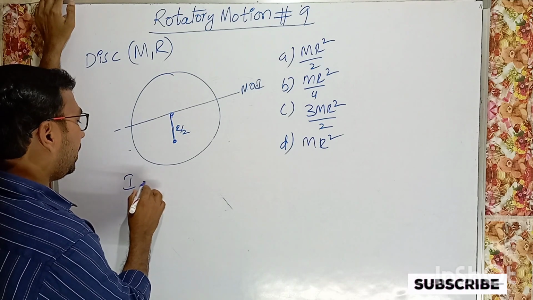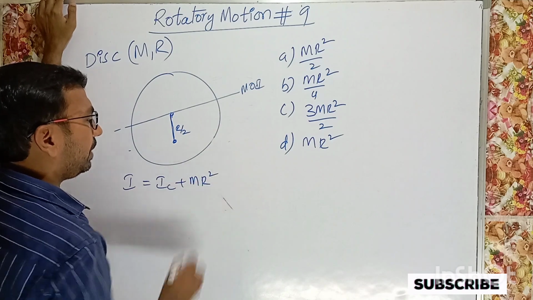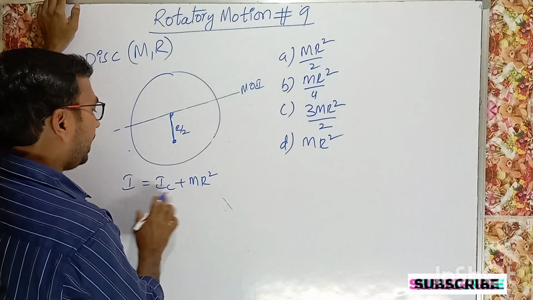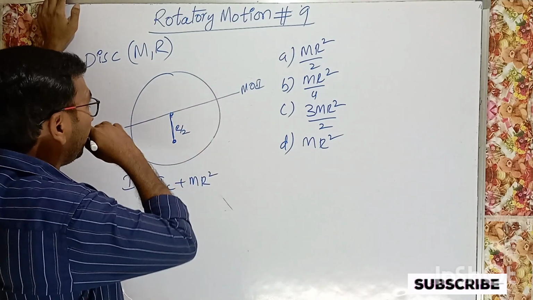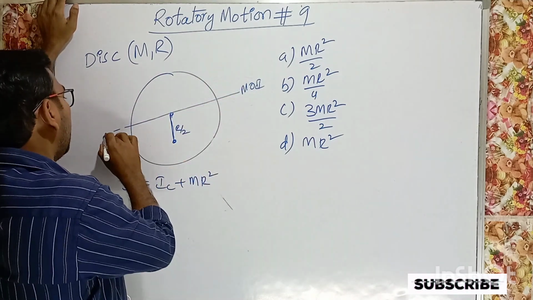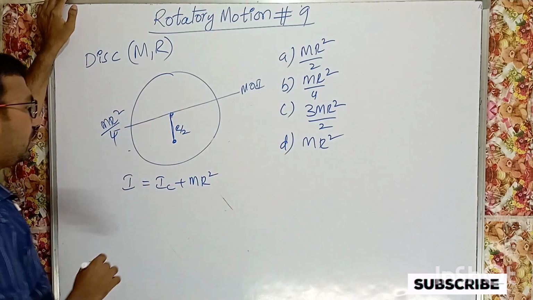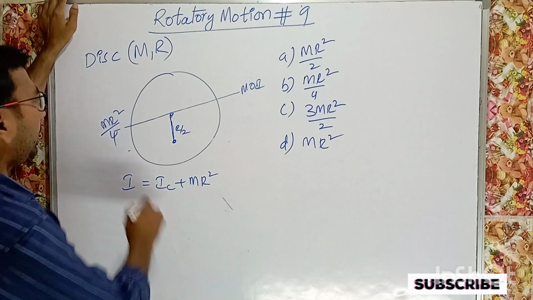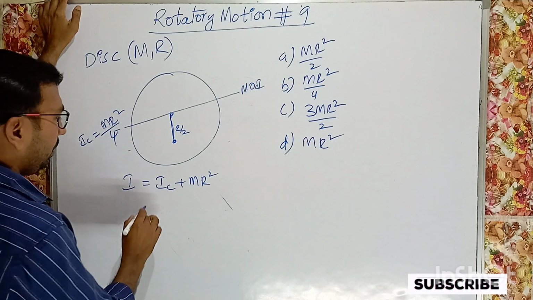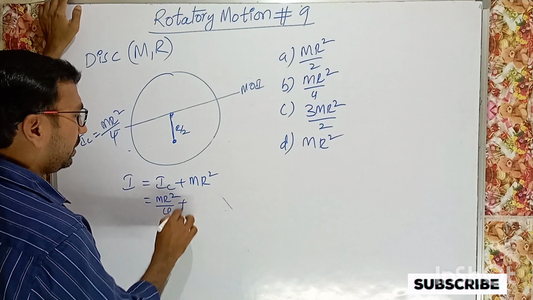The moment of inertia I is equal to IC plus mr square. What is IC here? It is the moment of inertia about the axis passing through the center, which we already know. This is a disc, so the axis passes through the diameter, and the formula is mr square by 4. So IC is equal to mr square by 4. Here you can write mr square by 4 plus m.